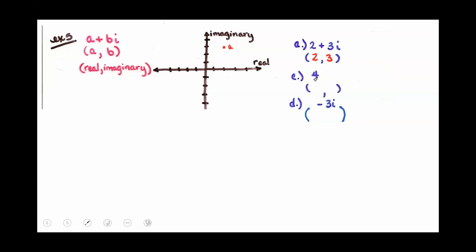If you have 4, what is that? 4 plus what i? Well, it's 4 plus 0i, right? So what would that ordered pair be? 4, 0. And so to plot that, I can come over to 4, and I'll be at 4, 0 for that point. How about the next one? What is this? Well, this is 0 minus 3i, right? So that ordered pair would be 0, negative 3. And to plot that, it would look like this.